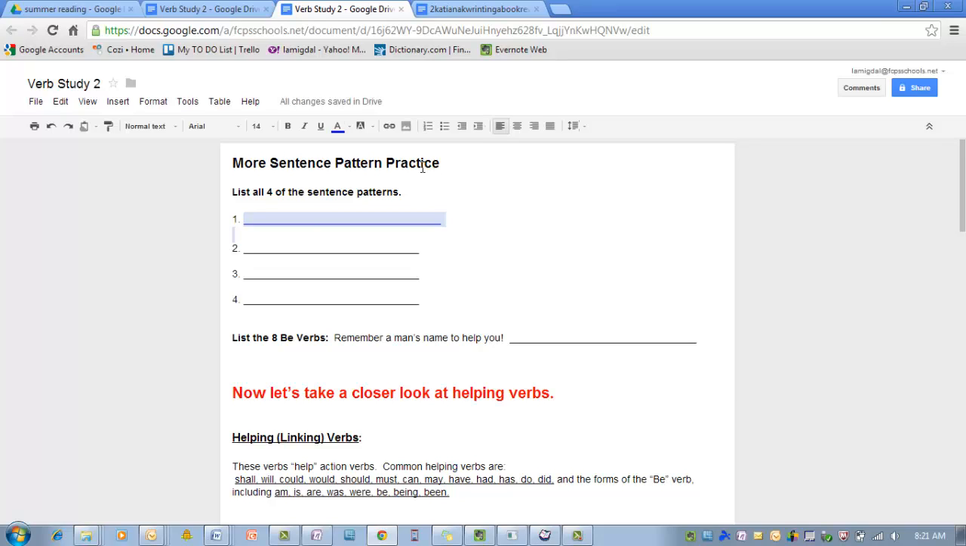Stop the video right now and see if you can remember the 4 sentence patterns. Every sentence, the base of every sentence will have these 4 patterns. Okay, turn off the video, write them down, and then check your answers. You back? All right, let's see how you did.